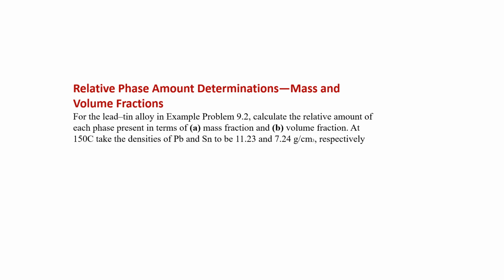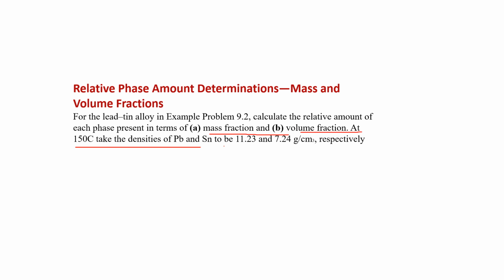Relative phase amount determinations, mass and volume fractions. This is in another problem, 9.3. The statement is: for the lead-tin alloy in example problem 9.2, calculate the relative amount of each phase present in terms of A, mass fraction, and B, volume fraction. So far we have solved the questions related to the mass fraction, but in this problem we will solve the problem related to the volume fraction.